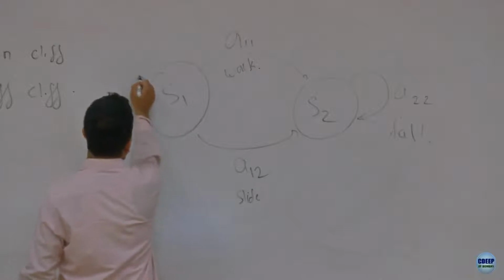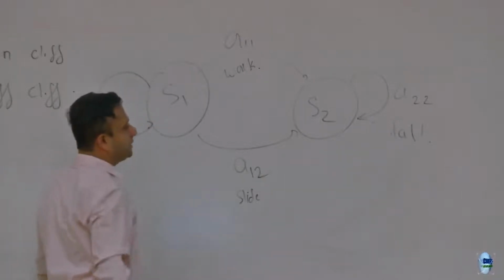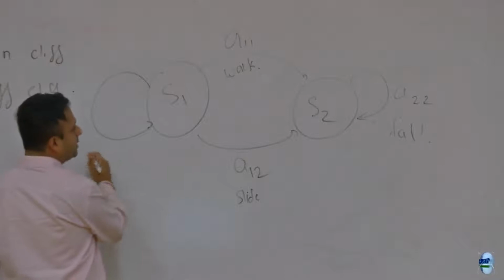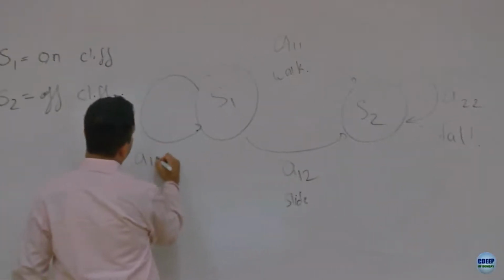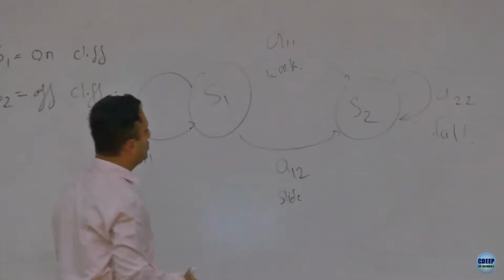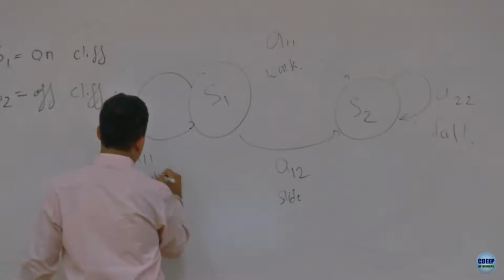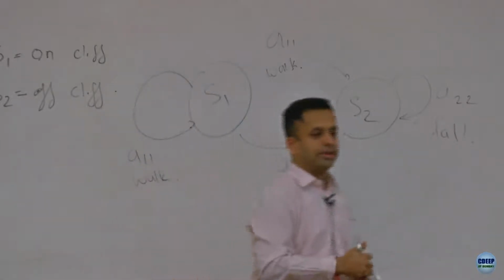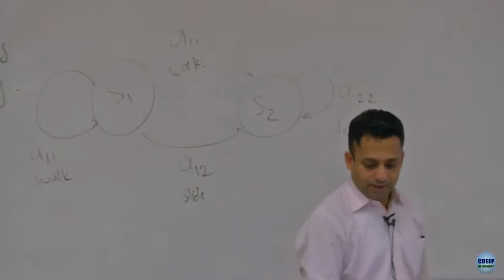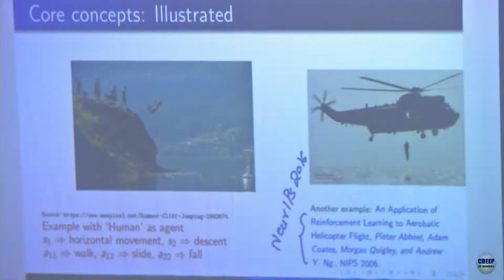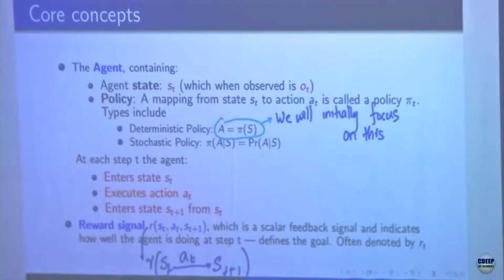And then you could also be on S1 itself. S1 had this A11 going to itself, which is you could just walk on the cliff. Okay, so I was trying to give this simple example, and this is not too unrealistic because if you take sufficient extensions to this model, you can get applications of reinforcement learning to aerobatic helicopter flight, for example.